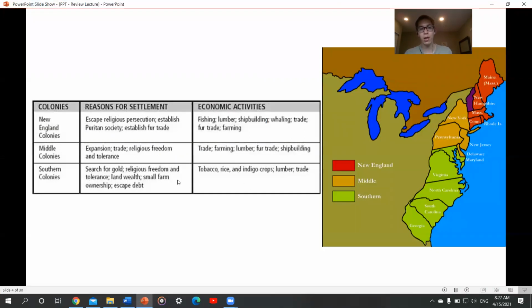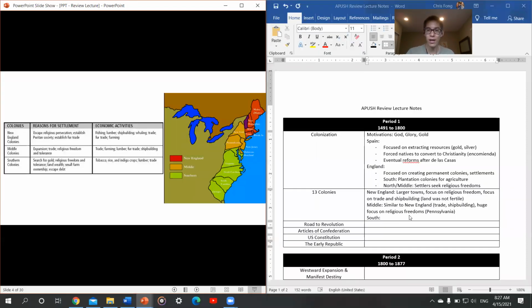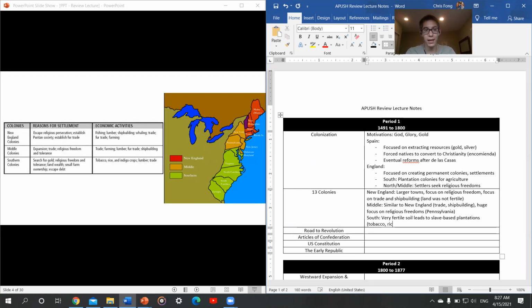There are some people seeking religious freedoms here, especially in Georgia, I believe. But oftentimes you have people who are looking for gold, who are escaping debt, kind of a little bit of a rougher crowd in the South. So we have very fertile soil, leads to slave-based plantations, tobacco, rice, being some of the bigger crops that they would grow.